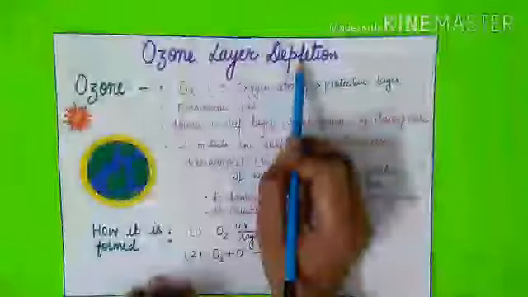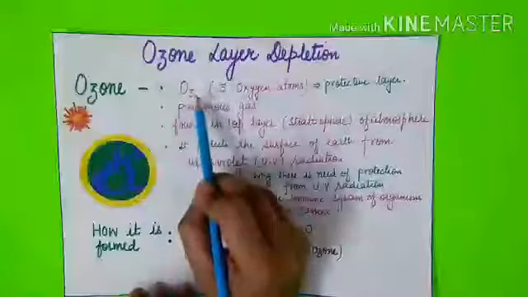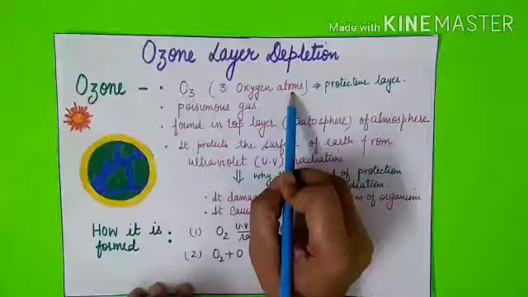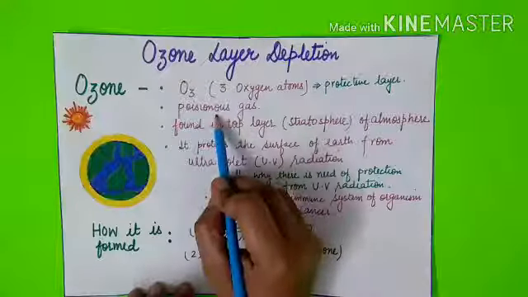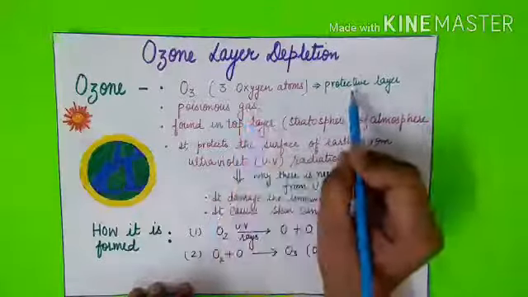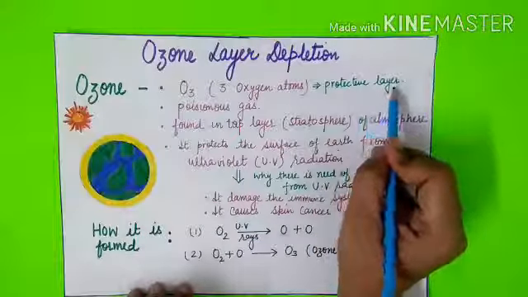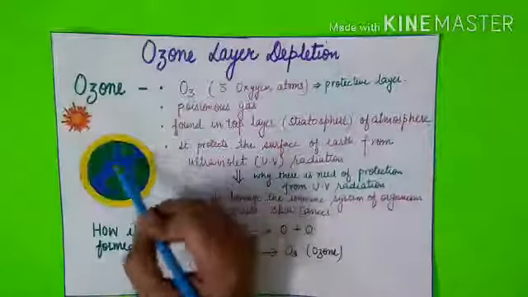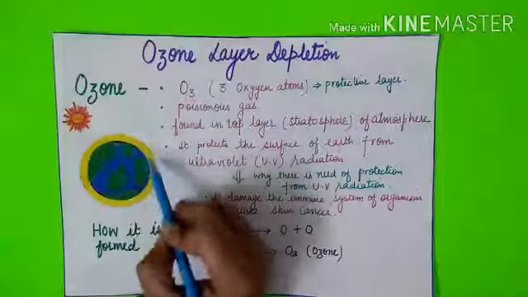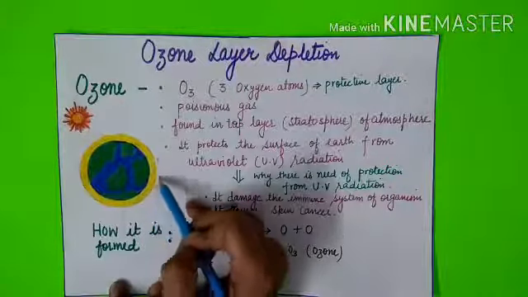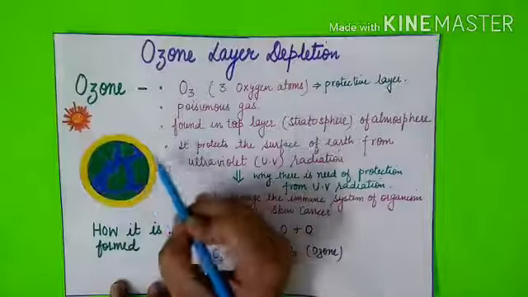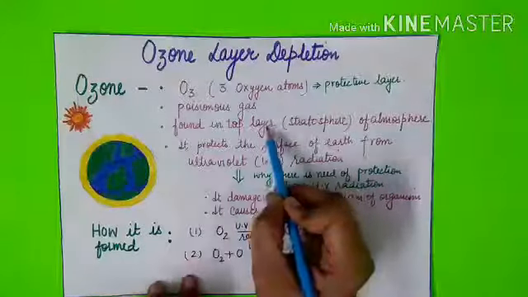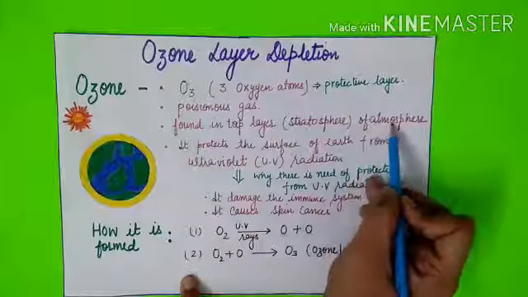Take a very important topic, that is ozone layer depletion from the environment chapter. So first you should know about ozone. The formula of ozone is O3 and it consists of 3 oxygen atoms, and although it is a very poisonous gas, it forms a protective layer around the earth. As you can see in this diagram, this is the earth and this yellow color indicates the ozone layer. It is always found in the top layer of the atmosphere, that is the stratosphere.